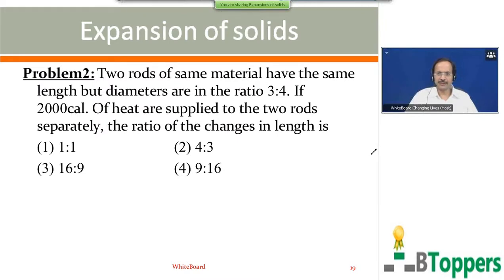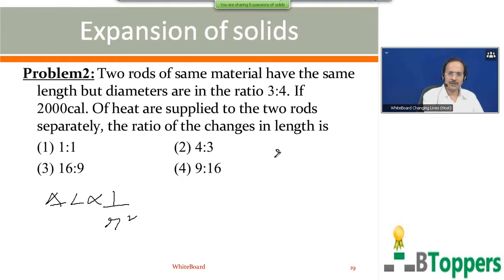So look at problem number 2 in the expansion of solids, which is based on special case 2. Two rods of the same material have the same length but diameters in the ratio 3:4. If 2000 calories of heat are supplied to the two rods separately, the ratio of changes in length is, as I told you, already explained with the calculation in case 2. I don't want to repeat the same calculation now. I want to just use the conclusion which I have just discussed in the previous case 2. That is, delta L is inversely related to R square.